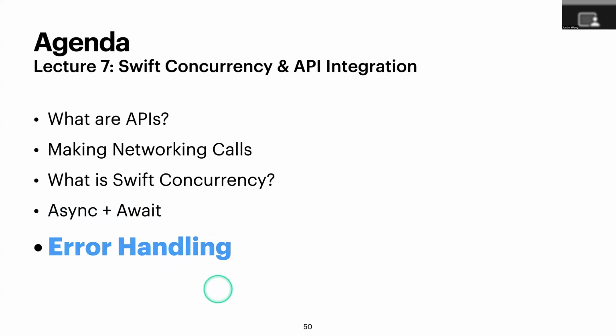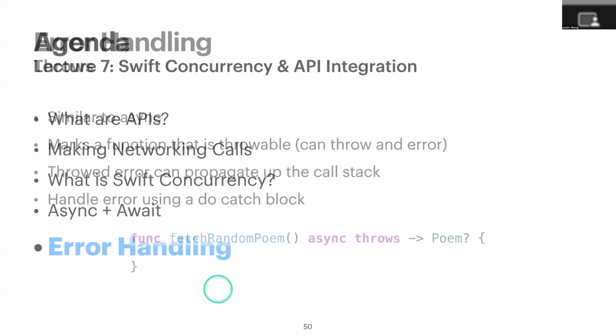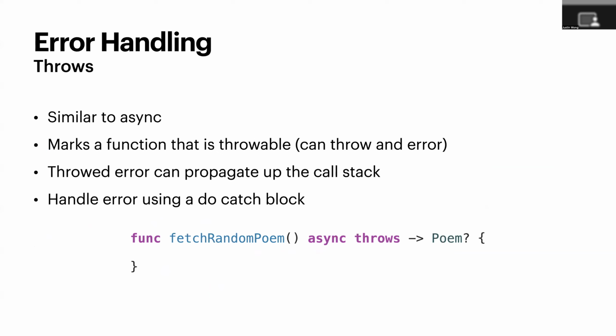Okay, so next let's talk about how we handle errors. Similarly to async and await, there are also two other keywords that are coupled, and those are throws and try. A function can throw an error, and to denote that a function can throw an error, we use the throws keyword. And if your function is also asynchronous, you have to put throws after async.